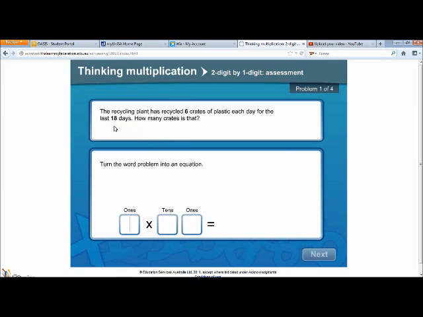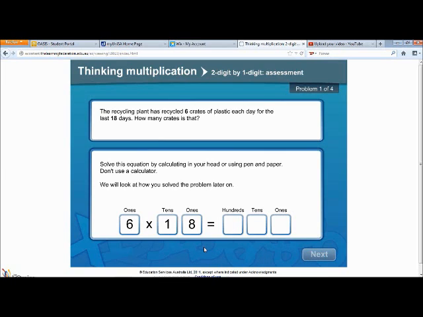So the question reads, the recycling plant has recycled 6 crates of plastic each day for the last 18 days. How many crates is that? So down here, we're going to turn this word problem into an equation. So the recycling plant has recycled 6 crates of plastic each day for the past 18 days. So there is our equation. 6 times 18.